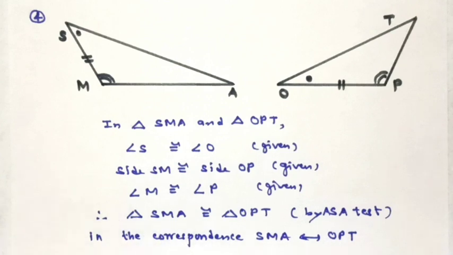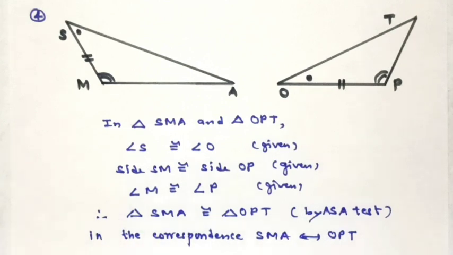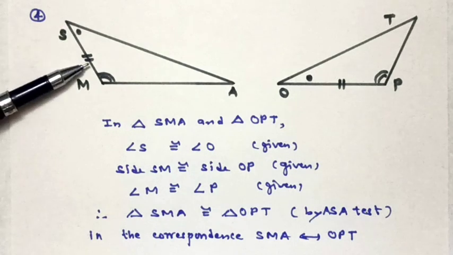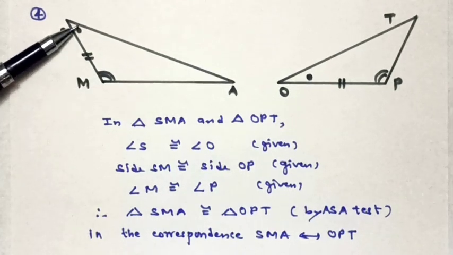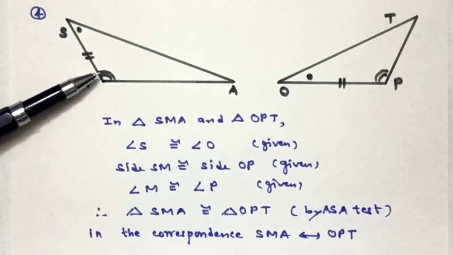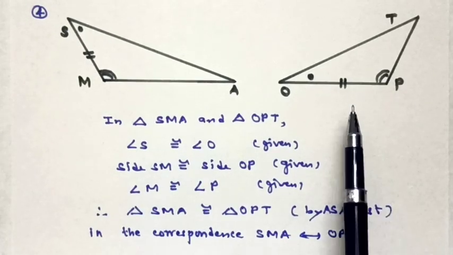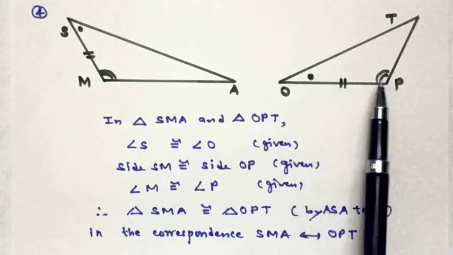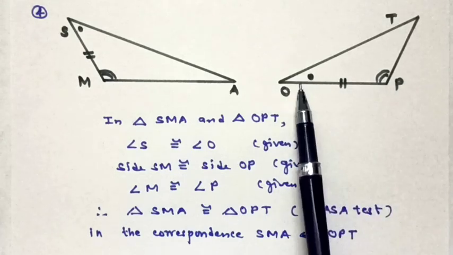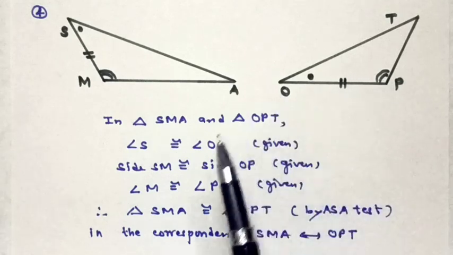Here, this question is very simple because look at these two triangles. Here this side is the included side and these two angles are at the corner. Same way, this side is the included side, whereas these two are at the end of the segment.